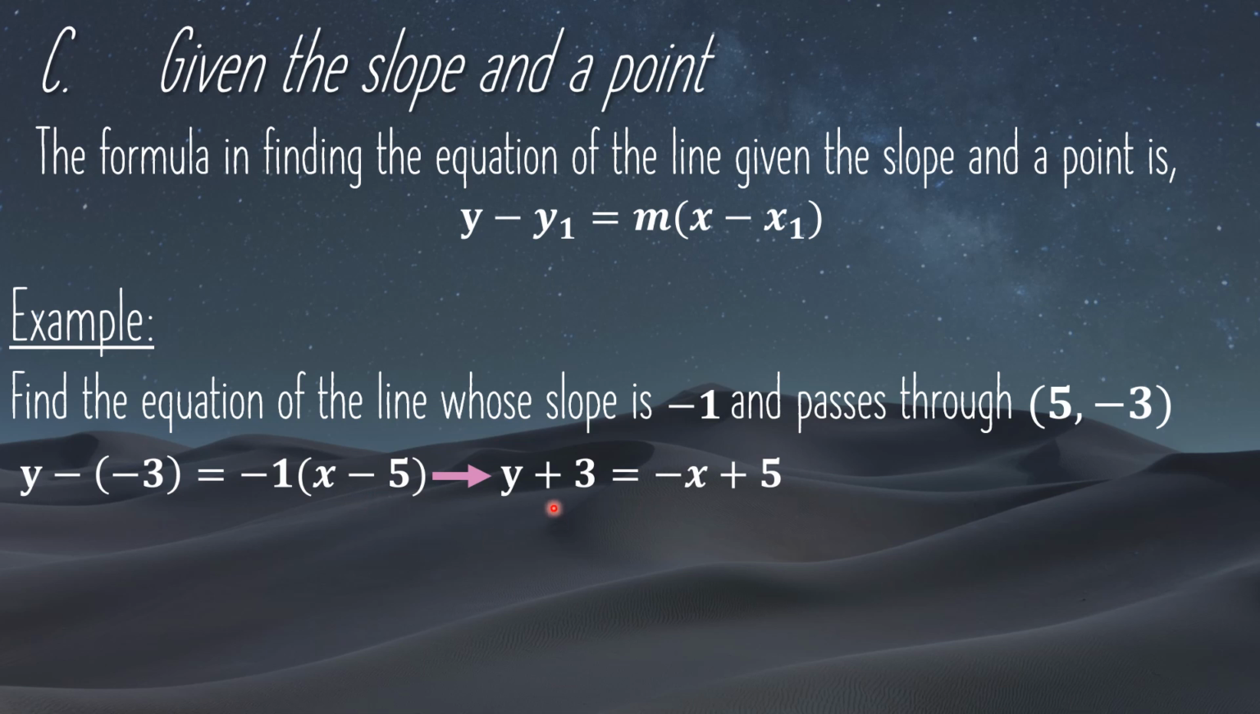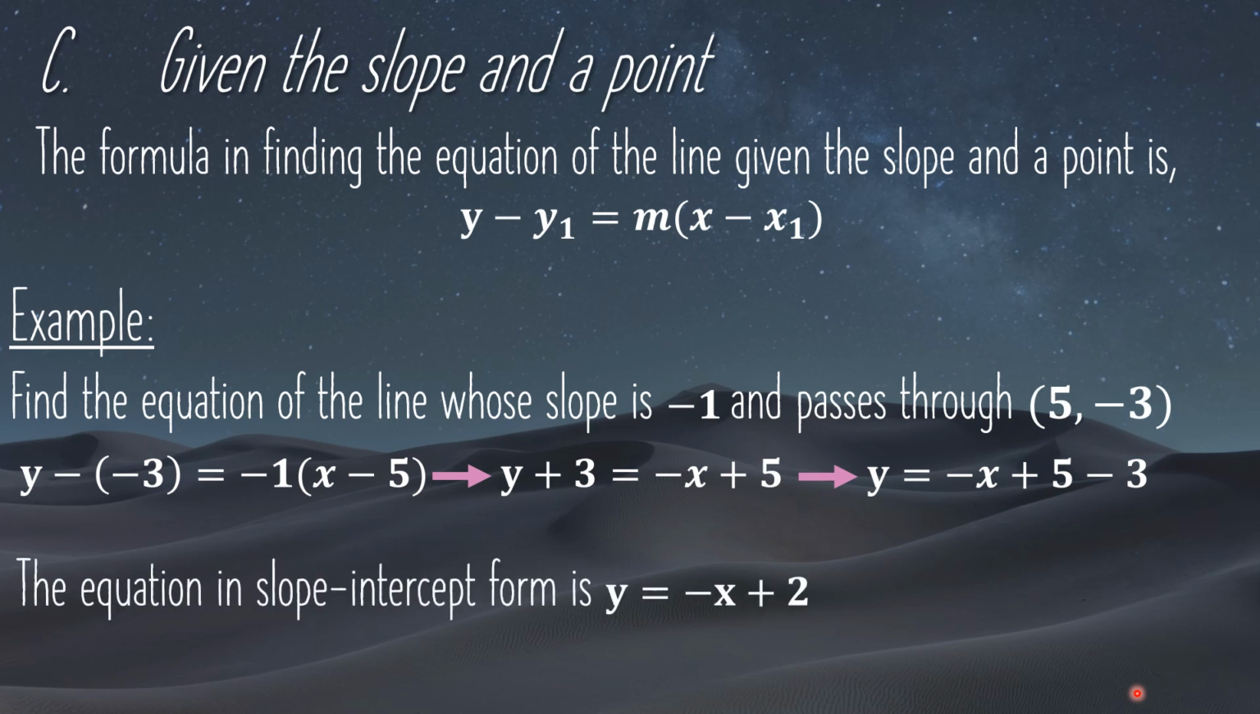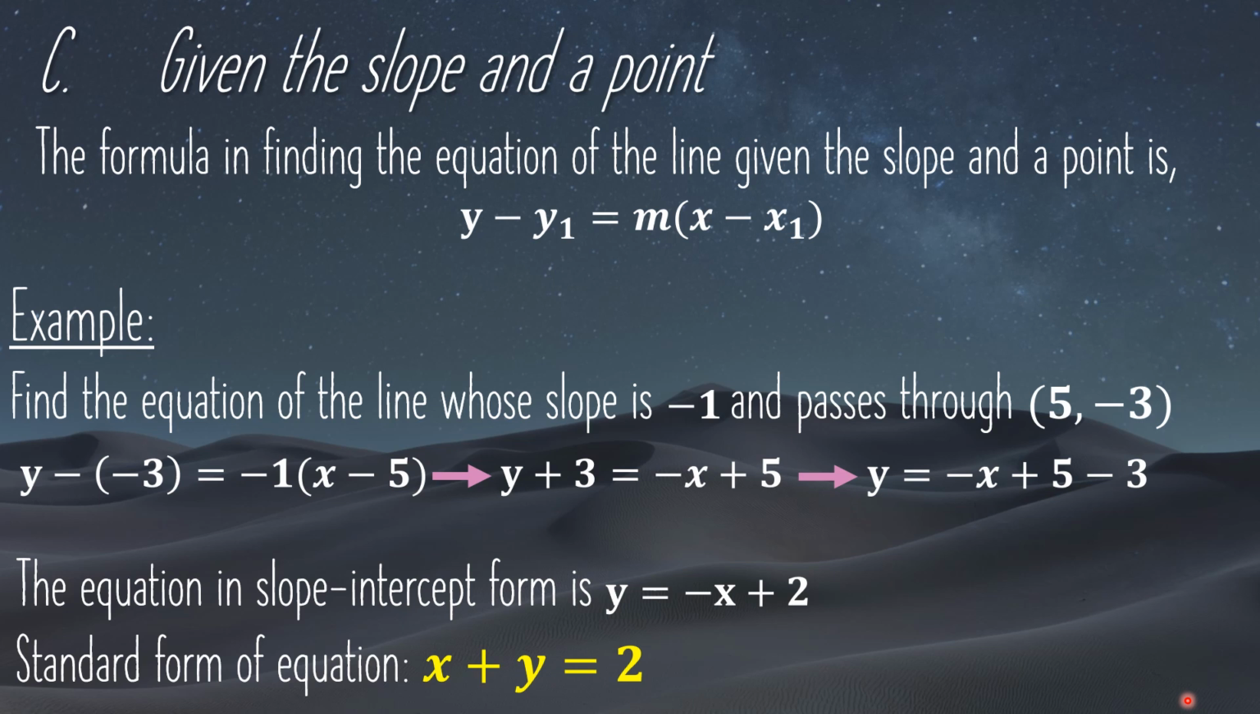Next is to transpose this constant 3 to the right side of the equation. So this will now become y equals negative x plus 5 minus 3. The equation in slope-intercept form is y equals negative x plus 2 because positive 5 minus 3 is positive 2. And then the standard form of equation will now become x plus y is equal to 2. We transpose negative x from the right side to the left side of the equation, kaya naging positive x.